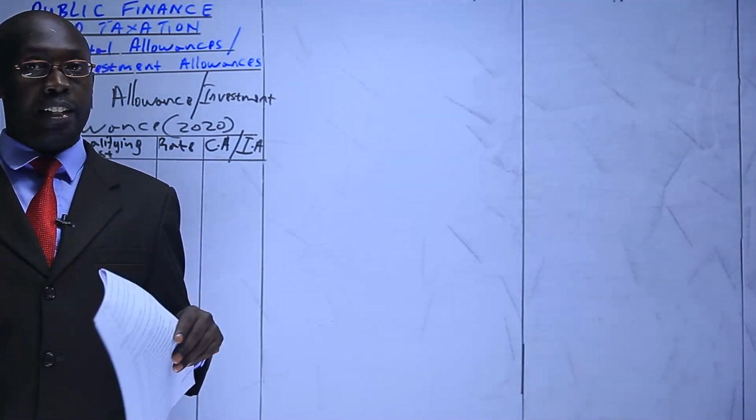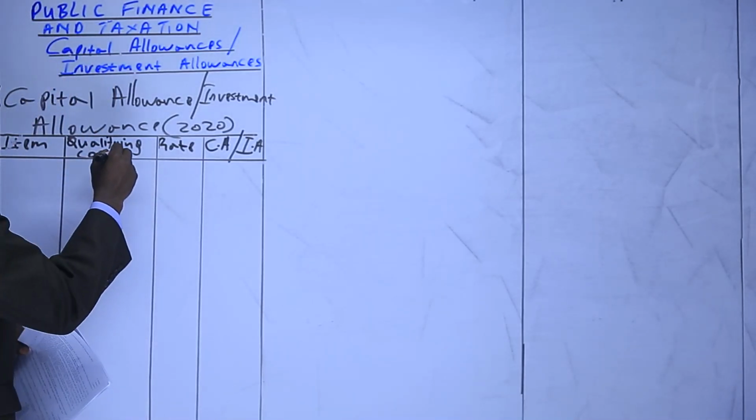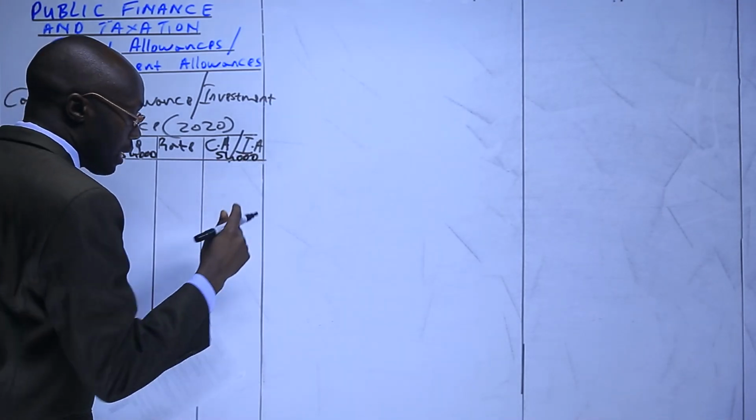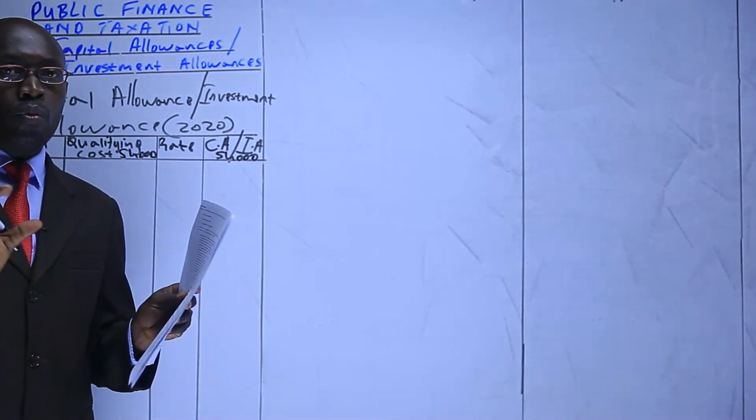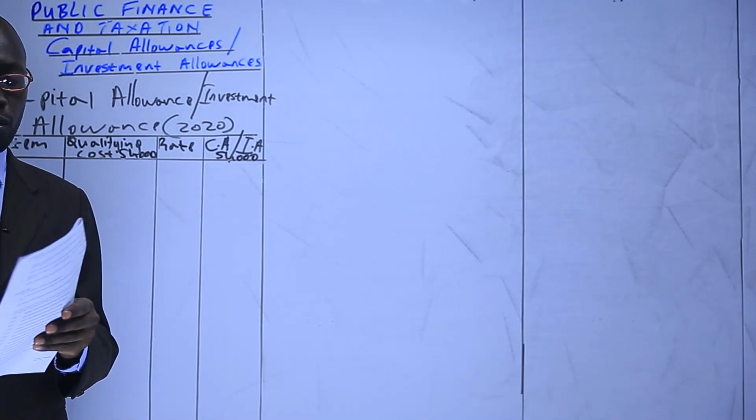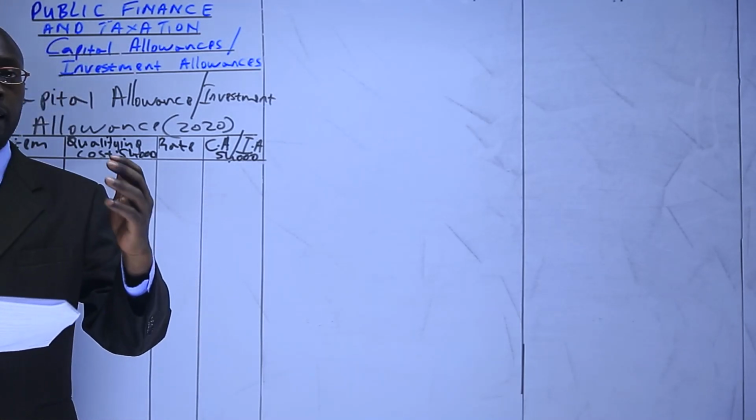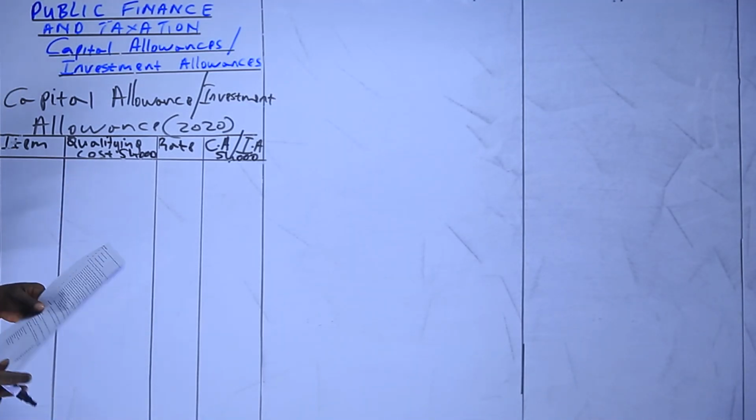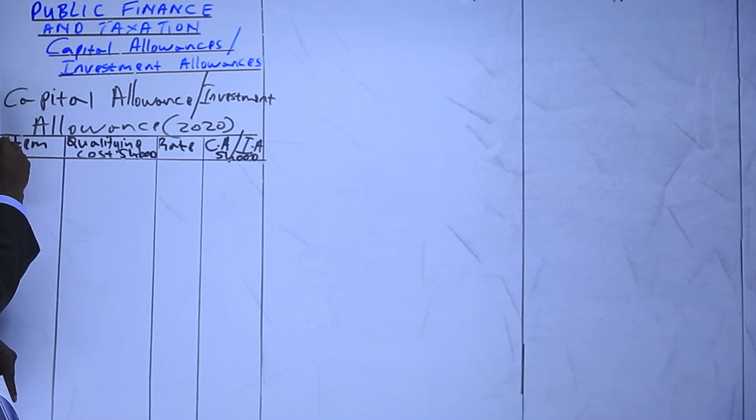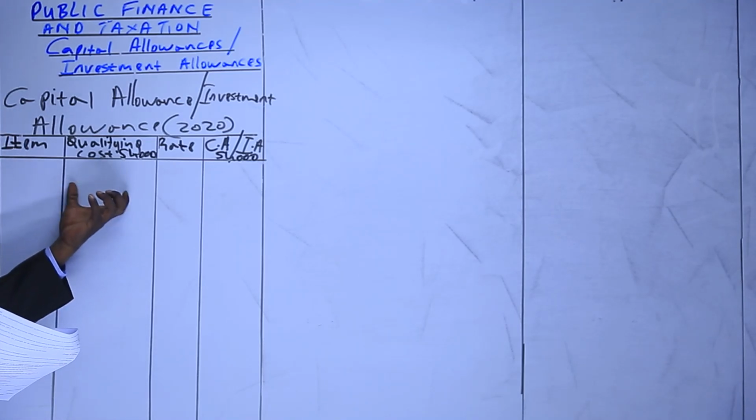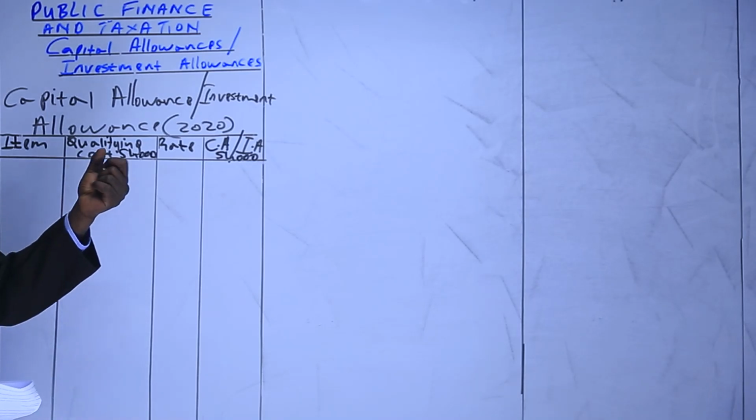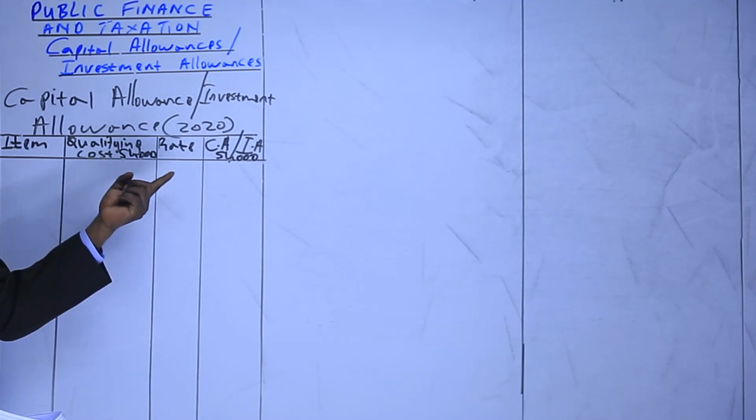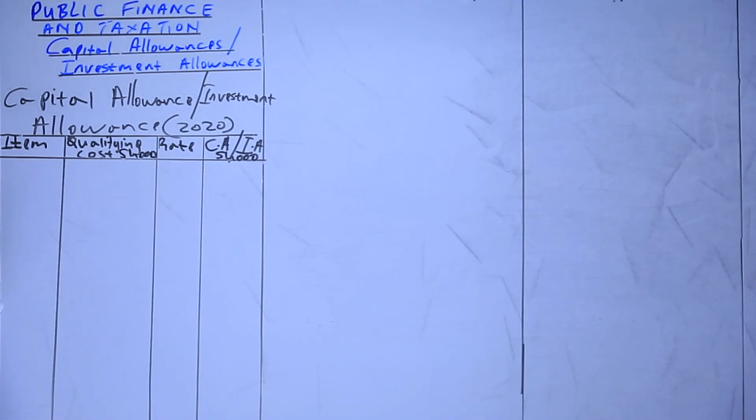Now, to make our work easier, I want to convert our figures into shillings thousand, because our figures are too huge, we'll be removing the last 3 zeros. Once you do that, you start posting those items that qualify for capital allowance. You give it a name under the item, and then the costs that qualify. You post the rate and then you claim the capital allowance. You take the qualifying cost times the rate to get the capital allowance or investment allowance.